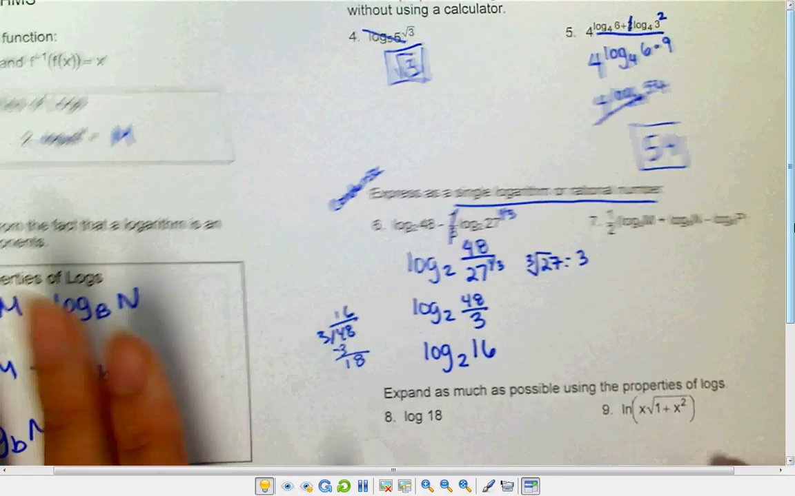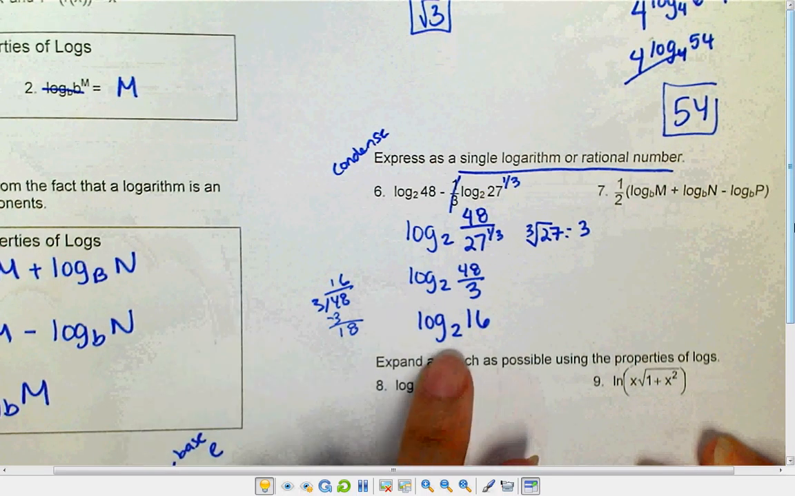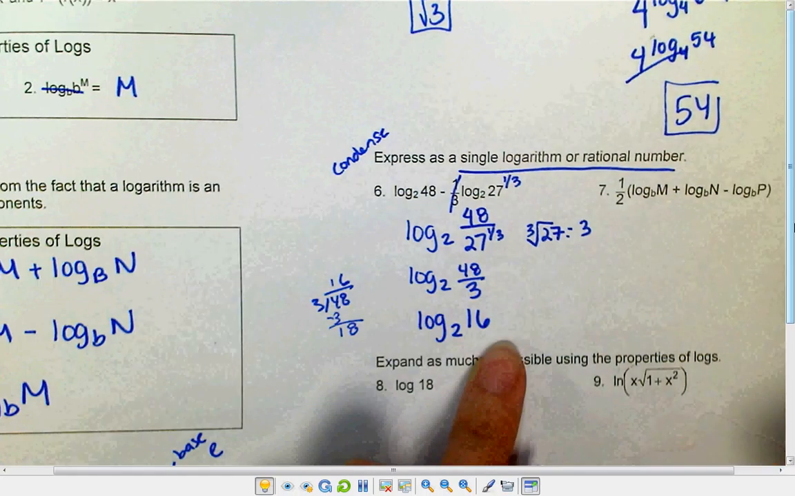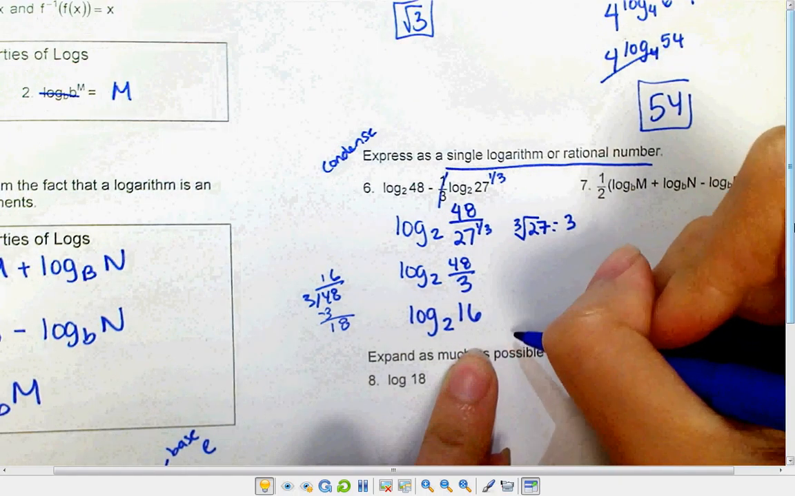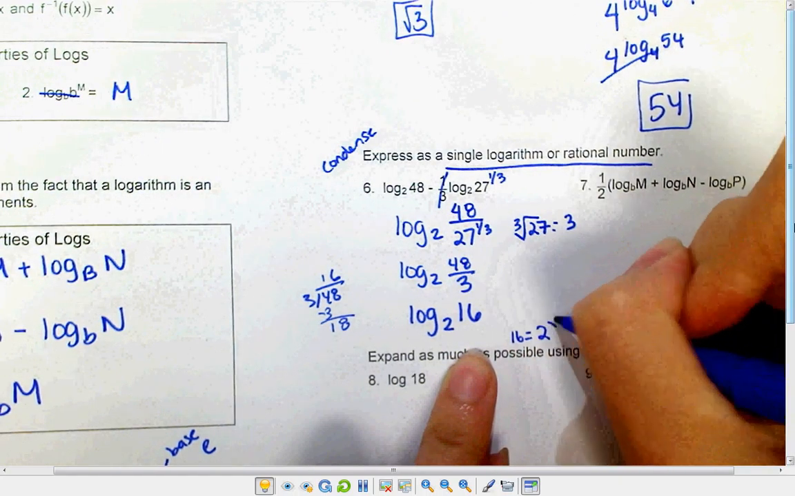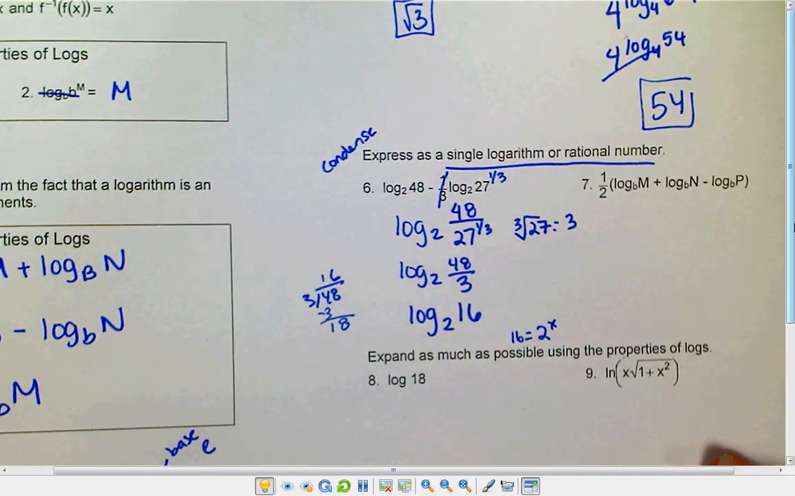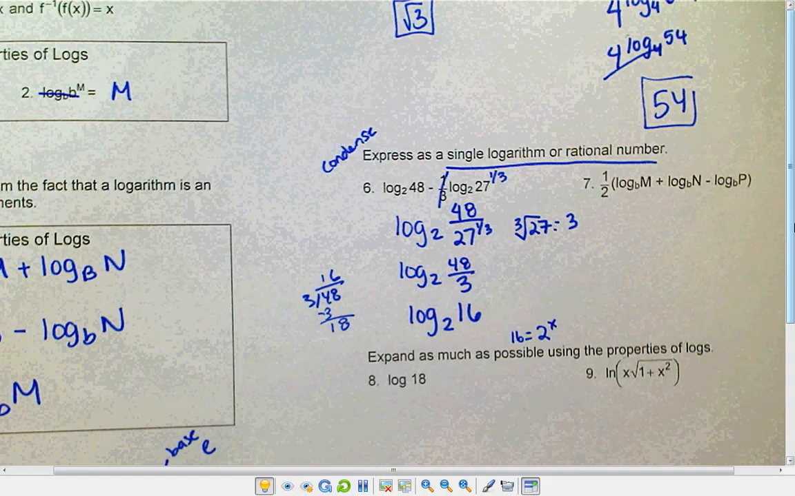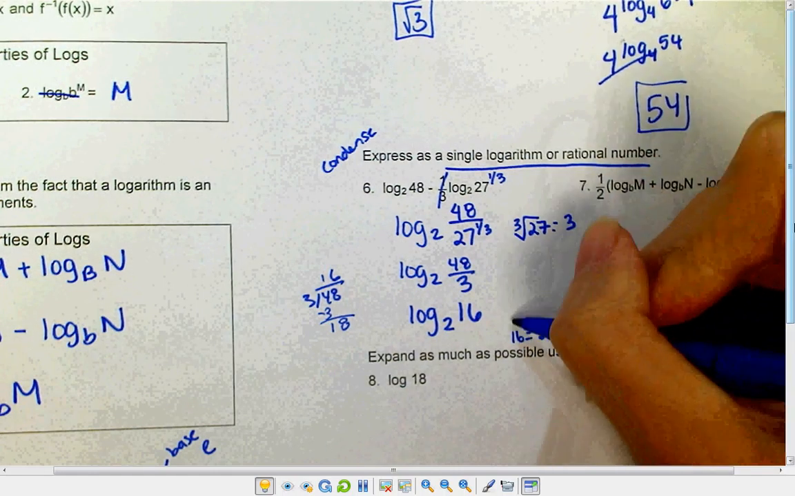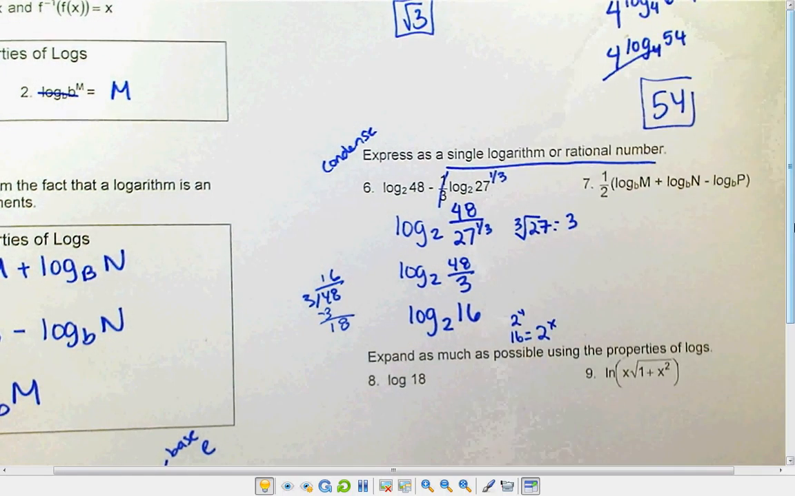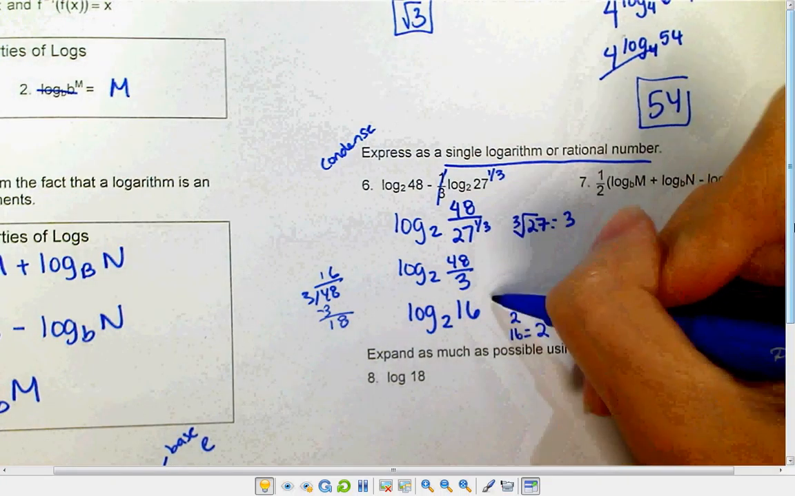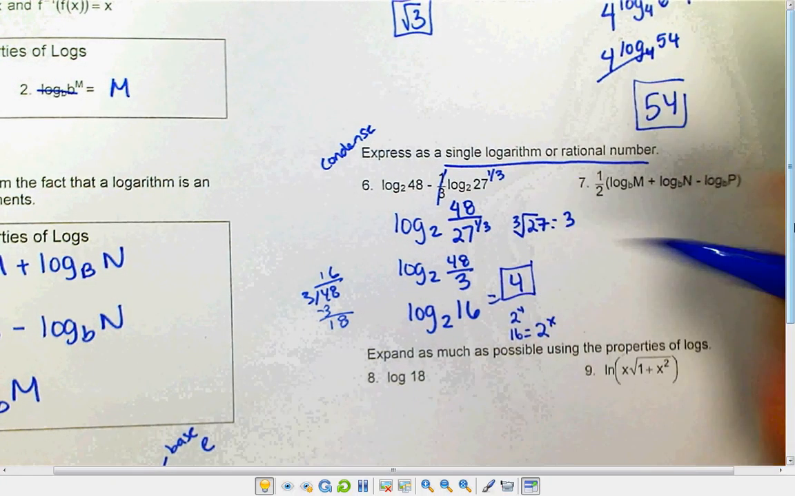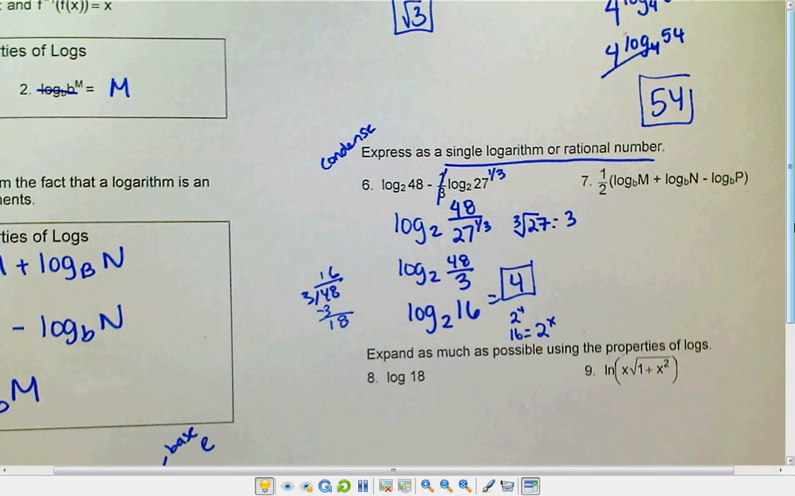And this is something we just did yesterday. So we know our base is 2. Our answer is 16. So we're looking for 16 equals 2 to the x power. So 2 to what power gives you 16? If you look at your little chart, you know that's going to be 2 to the 4th power. So log base 2 of 16 is equal to 4. So that's my final answer for this problem.